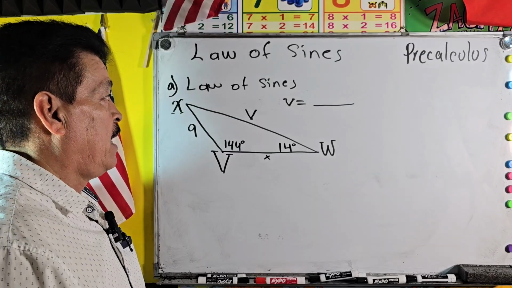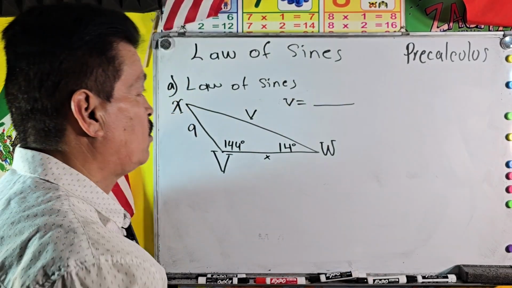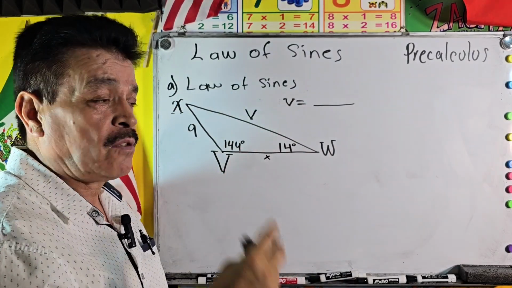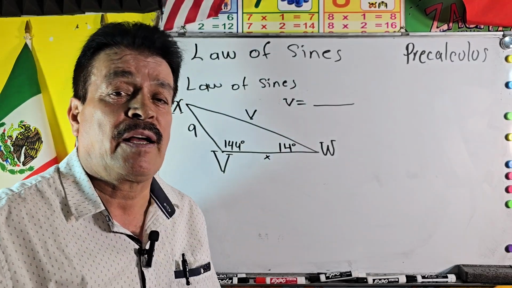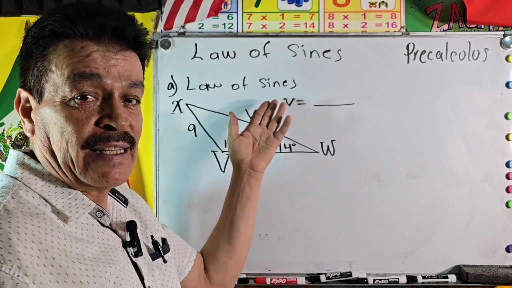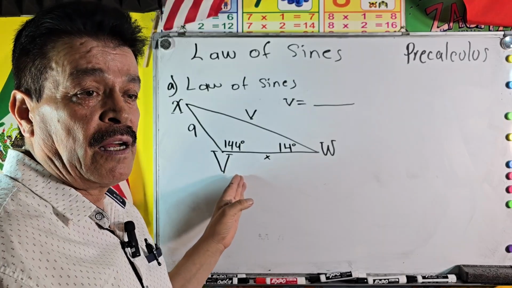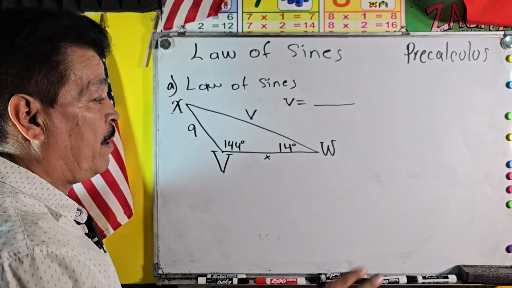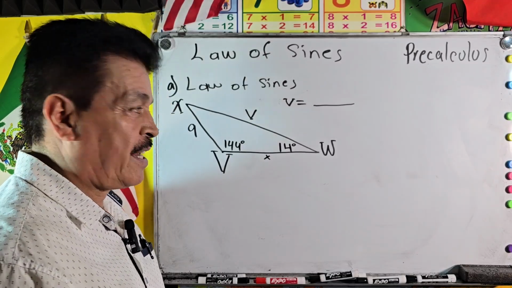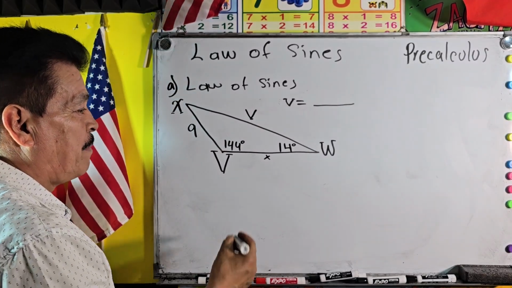Law of sines. Here I will divide my class into sections. In the first section I will talk about the law of sines. I will solve one problem like this one. In the second part of my class I will show you how to find the area of a triangle using the sine formula, okay? So this is the first part. I will solve this problem, and then in the second part, as I told you, I will find the area of the triangle, okay?